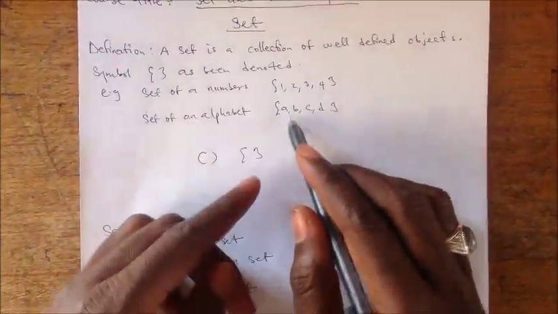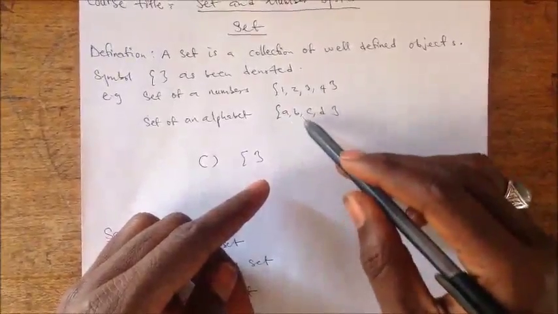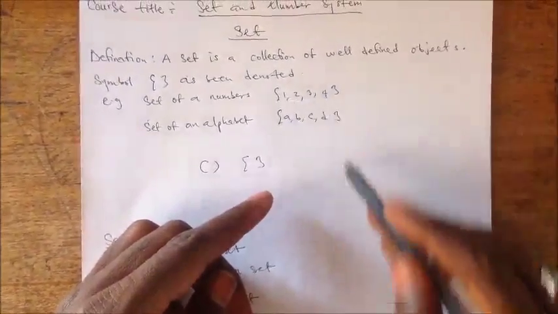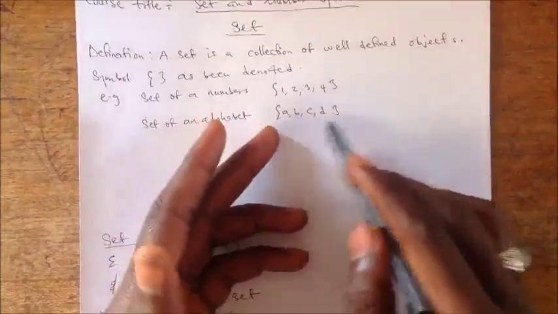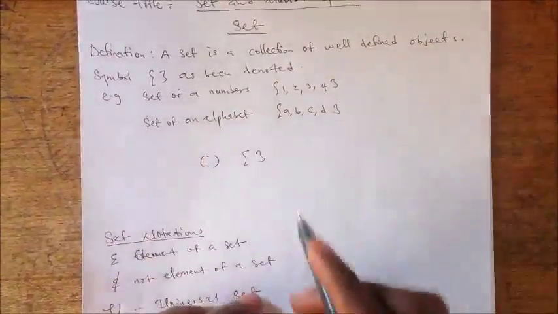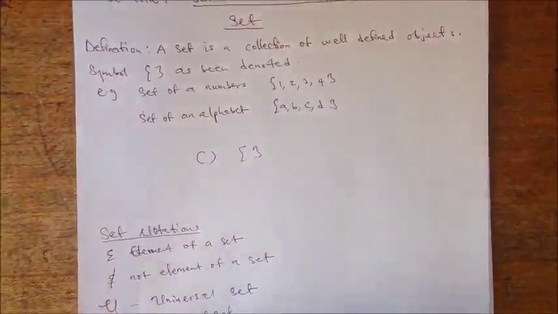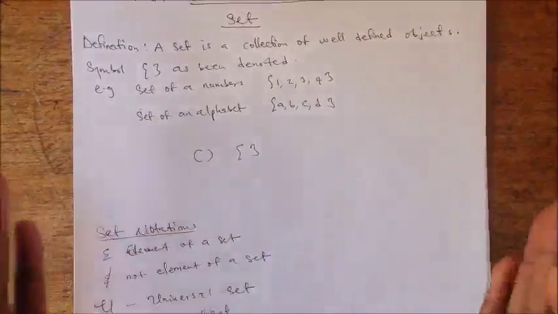So as you can see here, we are separating by commas, and also here we are separating, and all are inside the curly bracket, which is the set. So this is an example of a set in a well-defined manner.